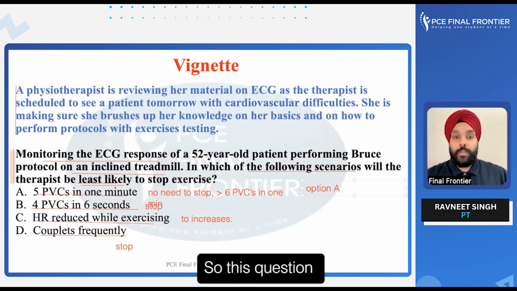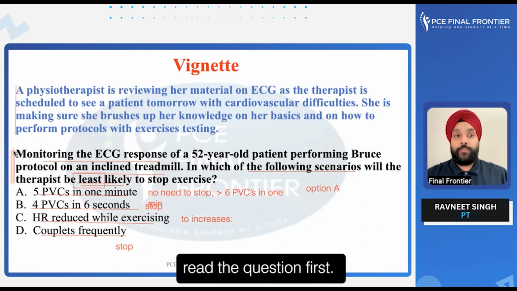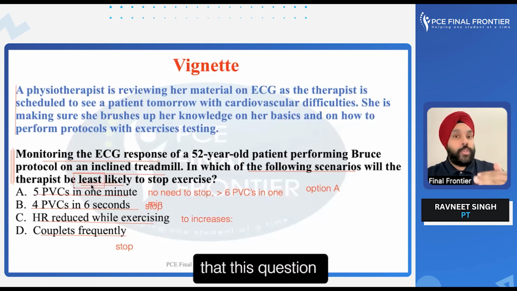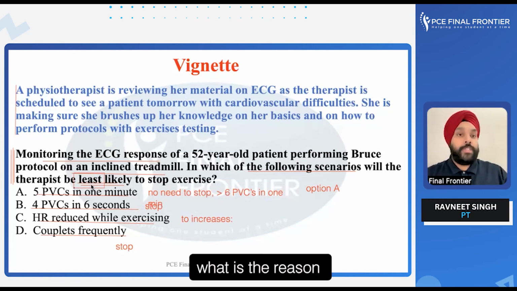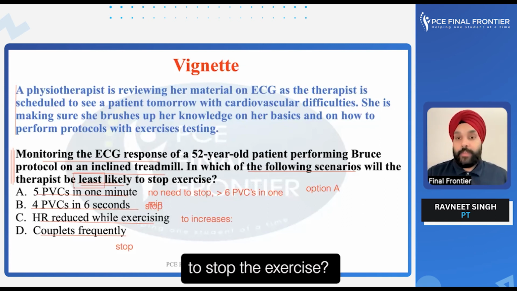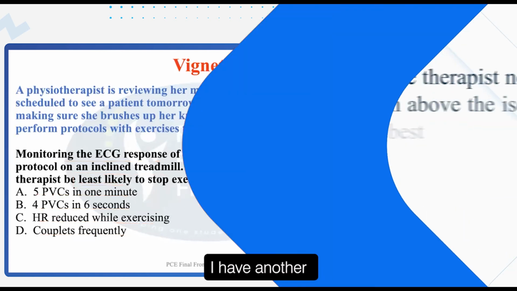So this question is mostly about the least likely. If you would have read the question first, your brain would have gained the information that this question is not about what is the reason to stop the exercise, but about what is not the reason to stop the exercise.